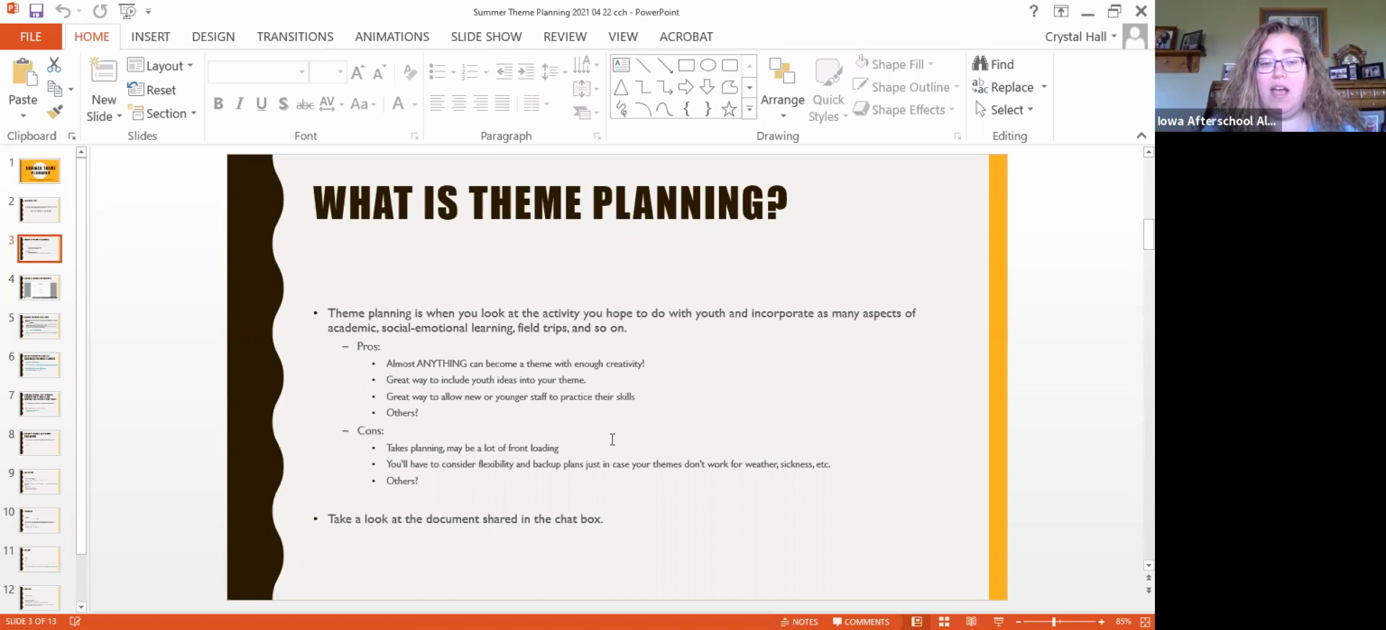Another con is you really have to consider flexibility and backup plans. If you have a whole theme planned and 80% of your activities are contingent upon being outside and it decides to rain for a week or whatever, you're going to have to come up with something a little bit different or have that flexibility to be able to move that indoors to an environment that you need. The other thing that I would say about theme planning that I personally would put as a pro is I do also think that this is a really nice way to build a sense of team and a sense of camaraderie.